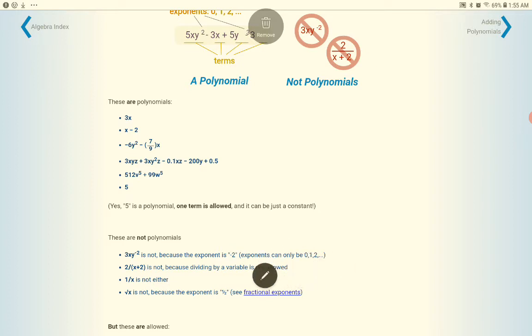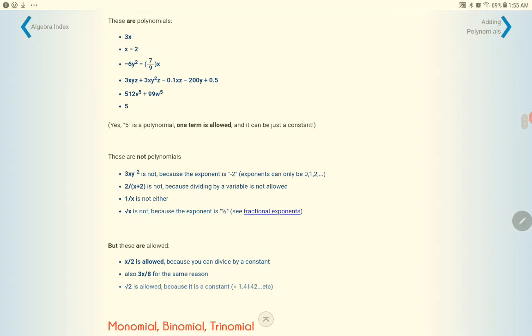Curious about that? You can actually come to mathisfun.com and check out the fractional exponents. All right, let's scroll down and see what else we can learn here.